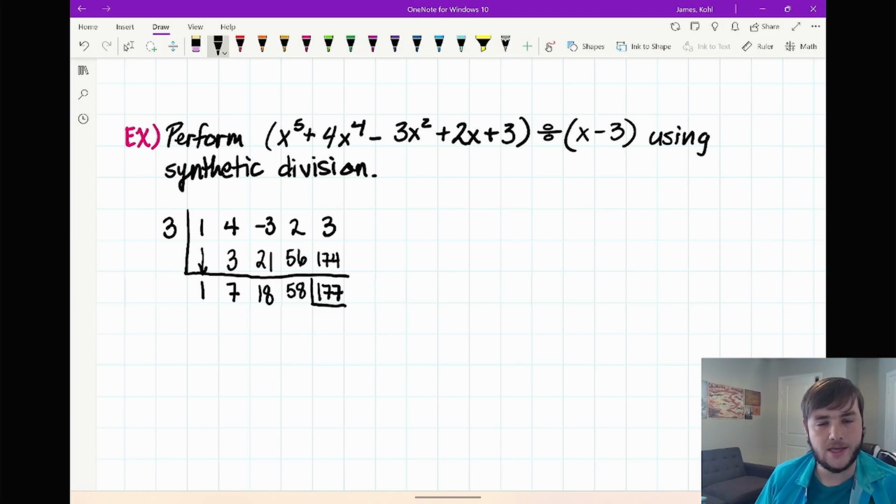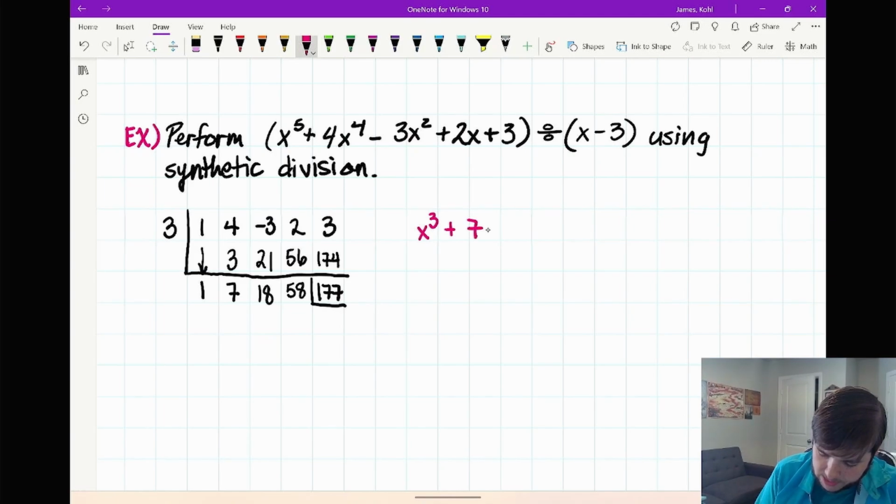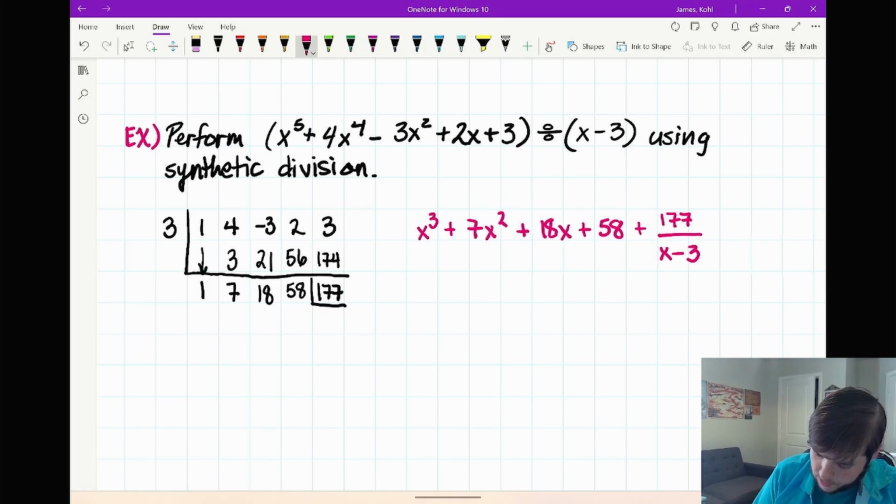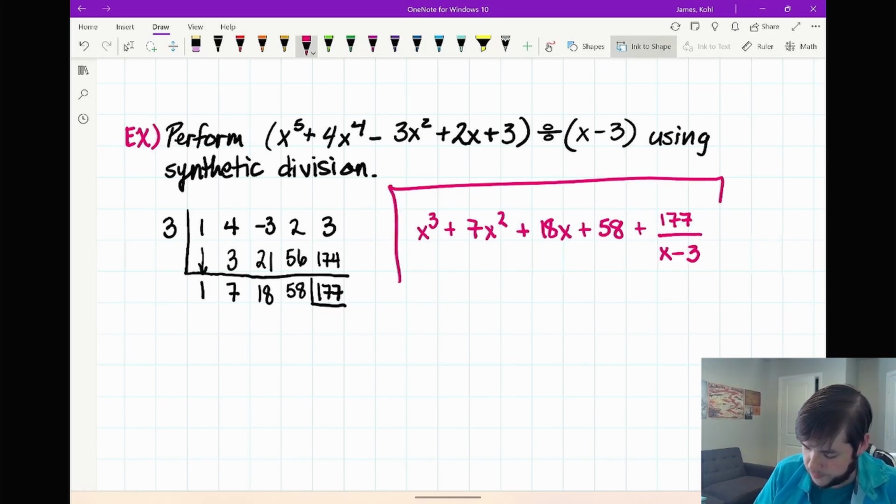And now I can just read my answer off. The final answer is x cubed plus 7x squared plus 18x to the 1 plus 58x to the 0, or my constant term, plus a remainder of 177 over x minus 3. That is the final answer.